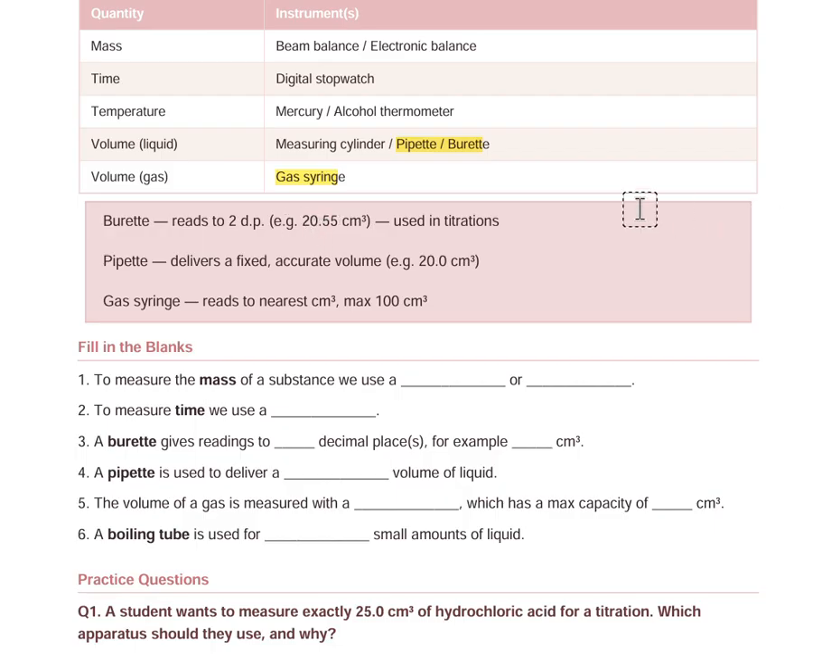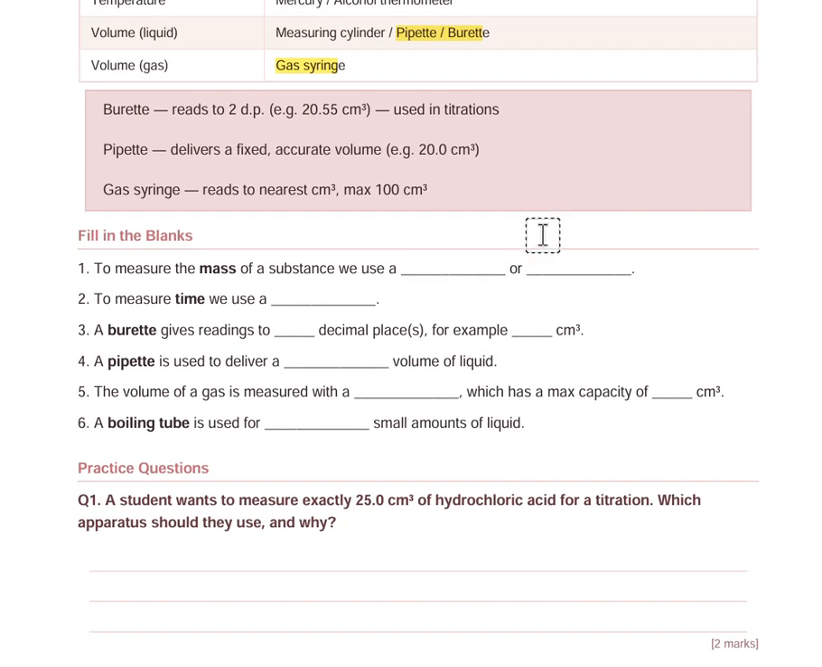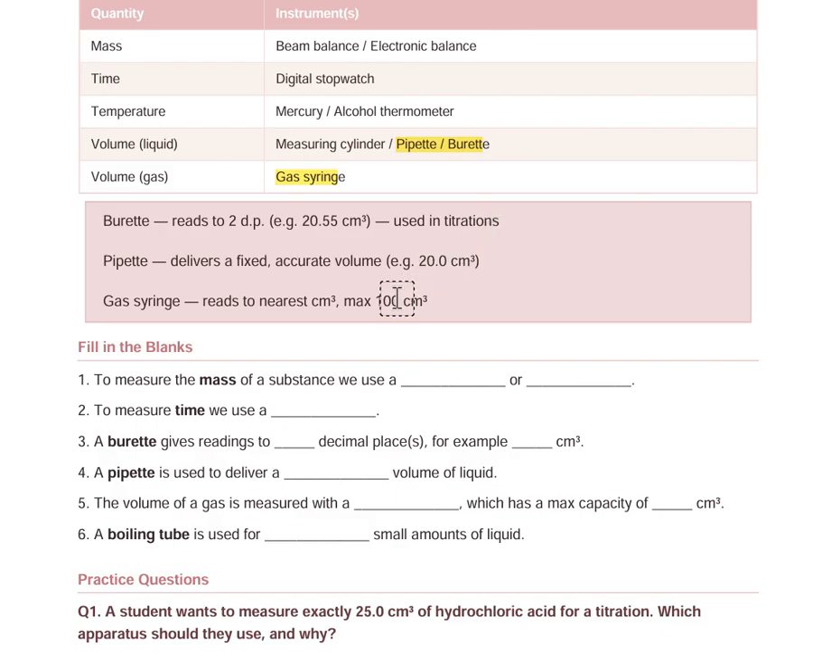First question. Let's read these first. A burette reads to two decimal places and is used in titrations. A pipette will deliver a fixed and accurate volume, for example 20, but usually these fixed volumes will be 25 cm³. I'm sorry if that's a bit incorrect. A gas syringe will read to its nearest cm³ with a maximum of 100. This gas syringe is used to measure the volume of gas, as stated here.